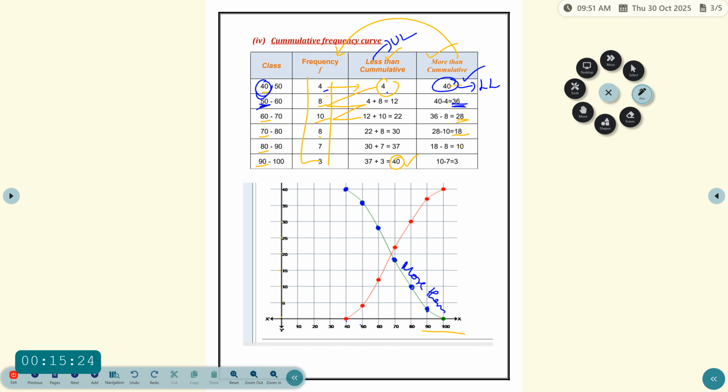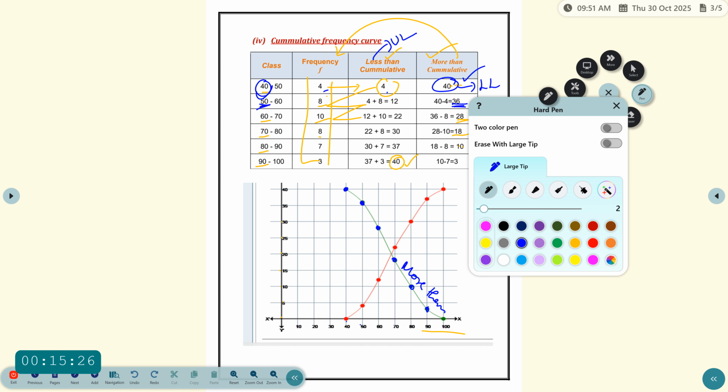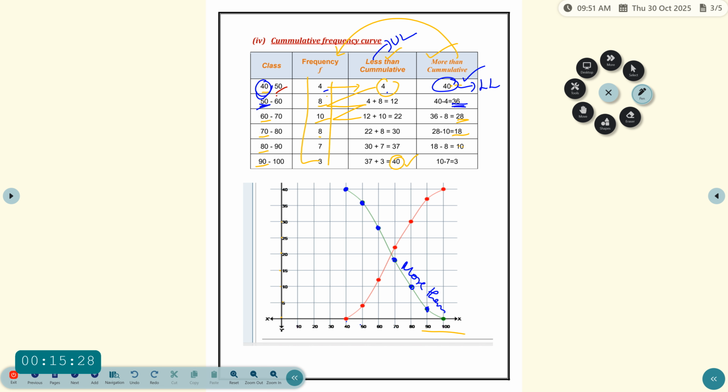So for upper limit 50, the cumulative is 54. Then for upper limit 60 it is 12. Likewise plot all the points and draw the line joining all the points. This is called the less than OG. More than OG and less than OG.